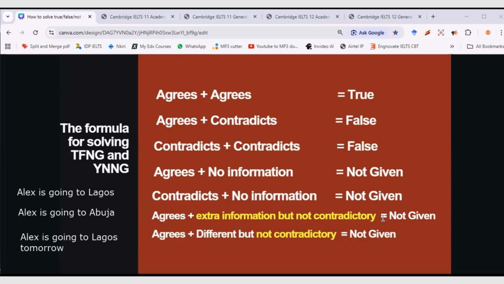This is my point that I'm trying to make. The first sentence and the second sentence are contradictory. We know that Alex is going somewhere from the first and second sentence. But the first sentence tells us that Alex is going to Lagos. The second sentence tells us he's going to Abuja. You can't go to Lagos and Abuja at the same time. Those two things are contradictory. One way you know that two statements are contradictory is that those two things cannot happen at the same time.